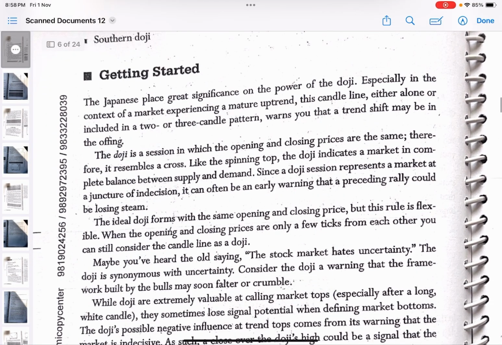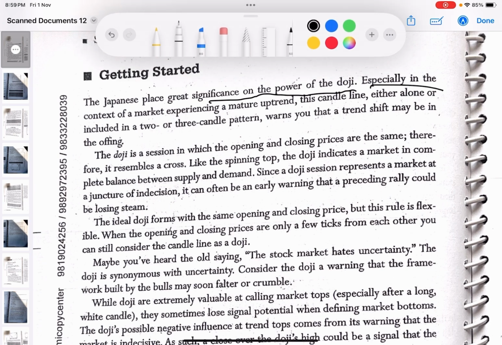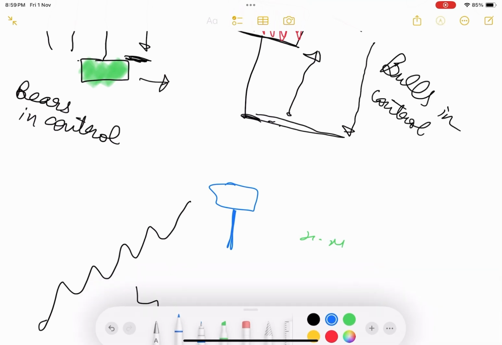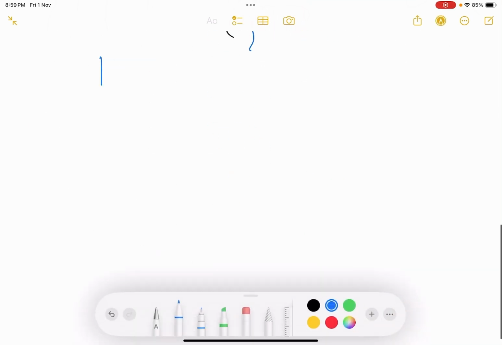The Japanese place great significance on the power of doji, especially in the context of a market experiencing a mature uptrend. This candle line, either alone or included in two or three candle patterns, warns you that a trend shift may be in the offing. The doji is a session in which the opening and the closing prices are the same. Therefore, it resembles a cross. So whenever you think of doji, just remember a cross.